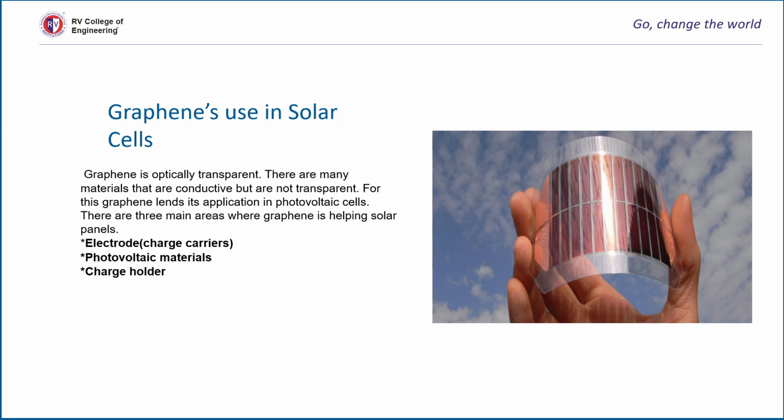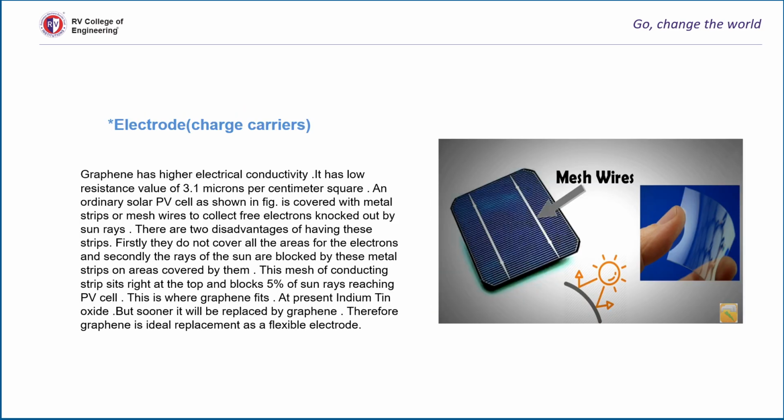There are three main areas where graphene is helping solar panels. Number one is electrode, number two is photovoltaic materials, and the third is charge holder. So let's proceed one by one and discuss those in solar panels. Electrode.